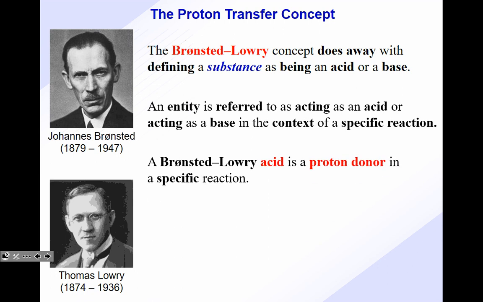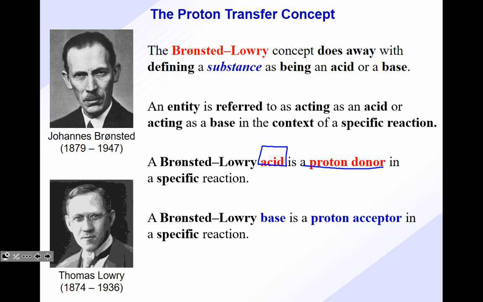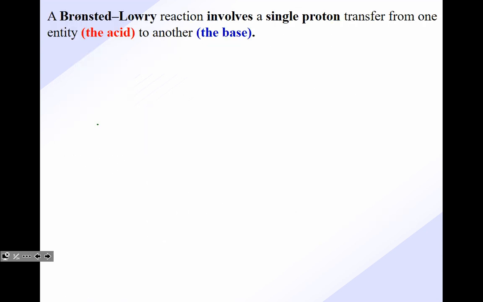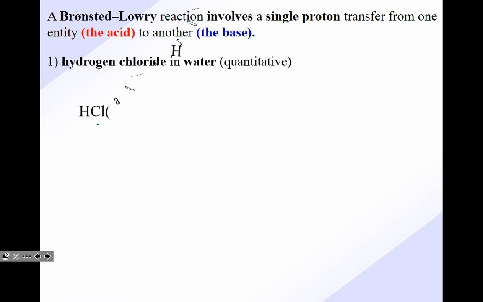A Bronsted-Lowry acid is a proton donor. Okay, so here we go. An acid, according to Bronsted-Lowry, is a proton donor. It donates protons. And a Bronsted-Lowry base is a proton acceptor. It's accepting the proton. It's like, hey, I want the proton. I'm getting that extra positive charge. That is what we know as a Bronsted-Lowry base. So a Bronsted-Lowry reaction involves a single proton transfer from one entity, the acid, to another, the base. Remember, one's donating, one's accepting.